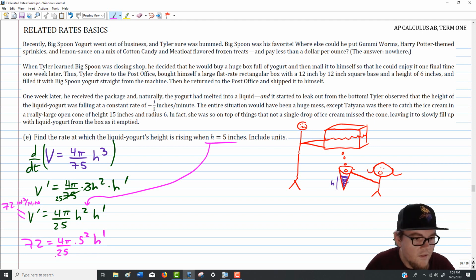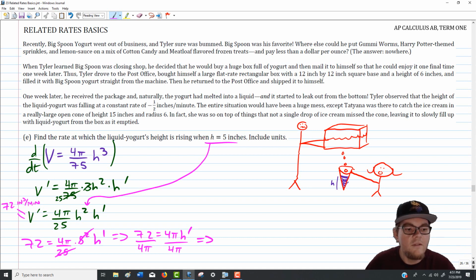Well, look at that convenience. I wrote this problem intentionally. The 5 squareds divide away. That means that 72 is equal to 4 pi times dh/dt. We can divide both sides by 4 pi. At this point, I'll point out that 72 divided by 4 is 18. So that means that we get 18 over pi is equal to our dh/dt.